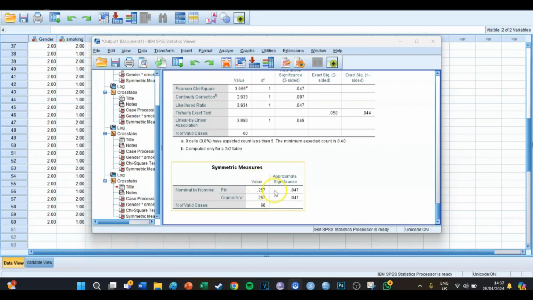We can see that again the significance is 0.047, so that's the same. And the phi value in this case is 0.257, which means that it is weakly correlated. Because if it's between 0 and 0.1, it's no correlation. If it's between 0.1 and 0.3, so in this case, it's a weak correlation. If it's between 0.3 and 0.5, it's a moderate correlation. And if it's higher than 0.5, then it's a big correlation. So in this case, it's a weak correlation.